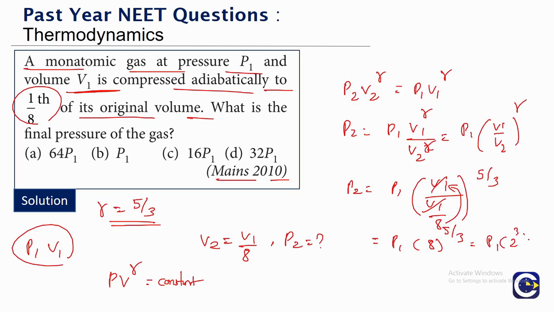8 can be written as what? 2 power 3, (2 cube) whole power 5/3. So here you see there is a cancellation. 2 cube whole power 5/3 means 3 will be cancelled. What is it? P1 into 2 power 5.